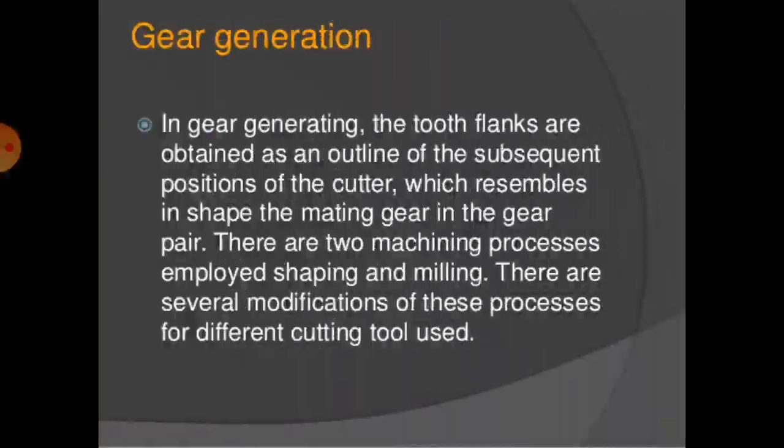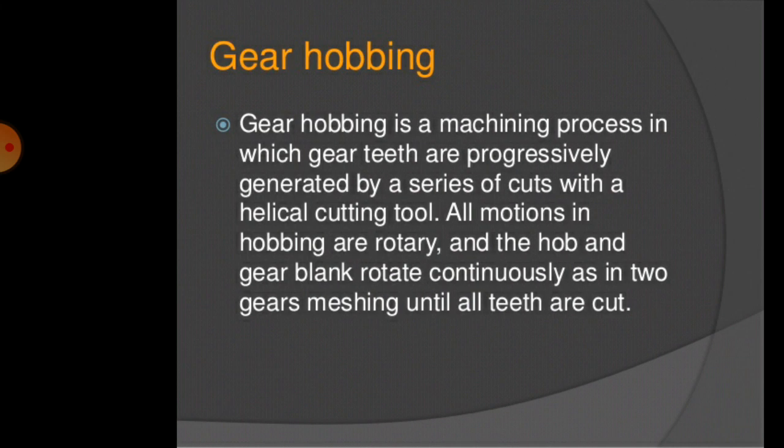How can the gear be generated? So in gear generating, the tooth flanks are obtained as an outline of the subsequent positions of the cutter, which resembles in shape the mating gear in the gear pair. There are two machining processes employed, shaping and milling. There are several modifications of these processes for different cutting tools used.